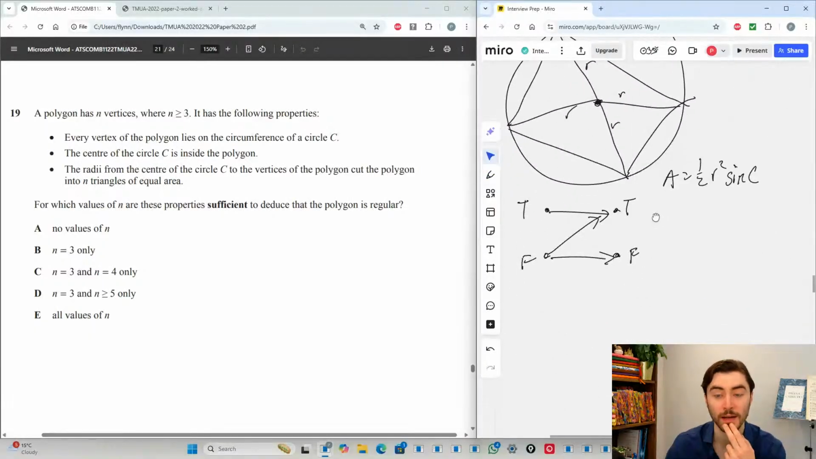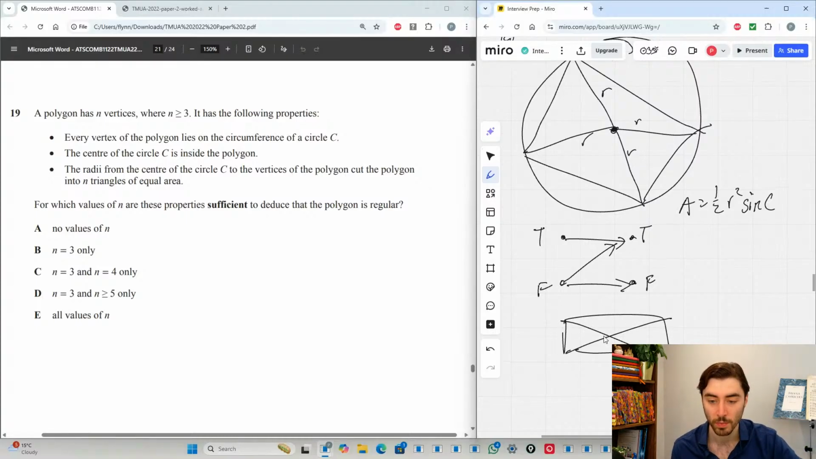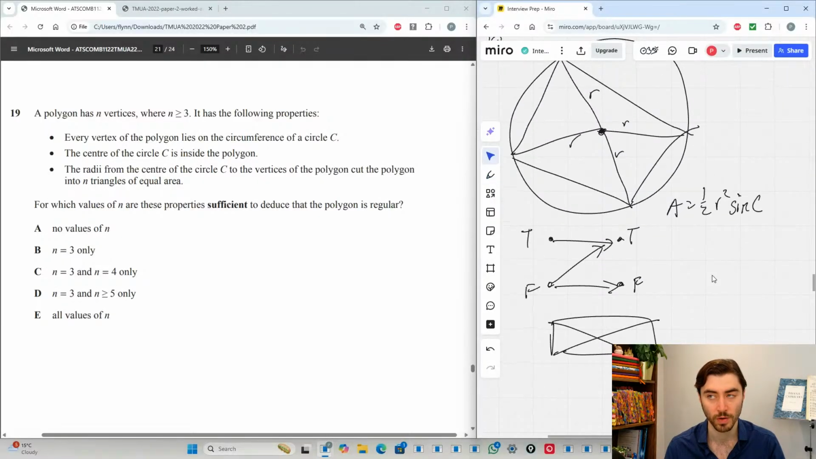So basically, for sine C, for instance, I could make a rectangle inside it where some of them were 30 and some of them were 150, and they would both have the same sine value. So I wonder if there's a way I can do this. It's certainly not true for 4, but I think it could be true.